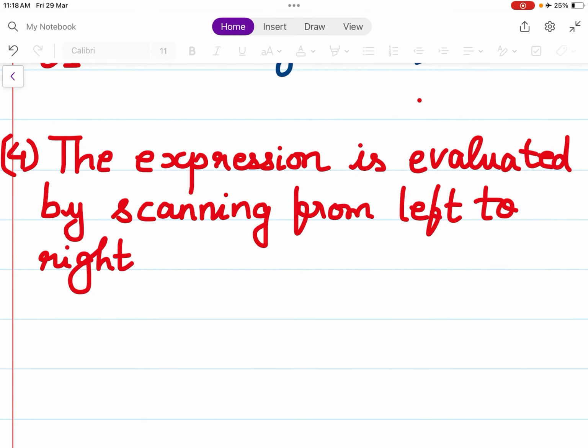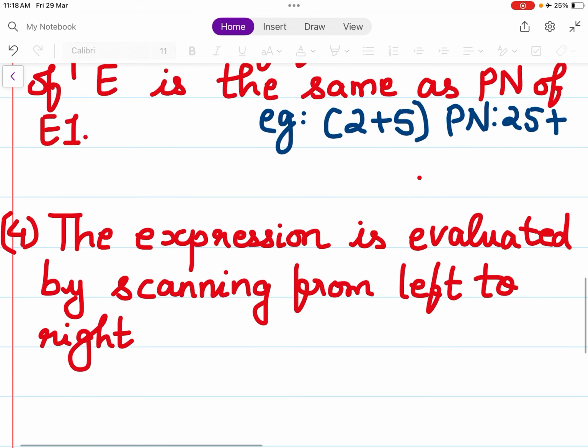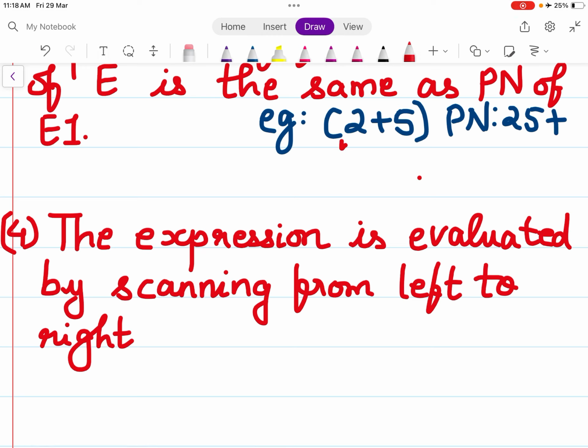Fourth, the expression is evaluated by scanning from left to right. Always the expression is evaluated by scanning from the left, and you go to the right.